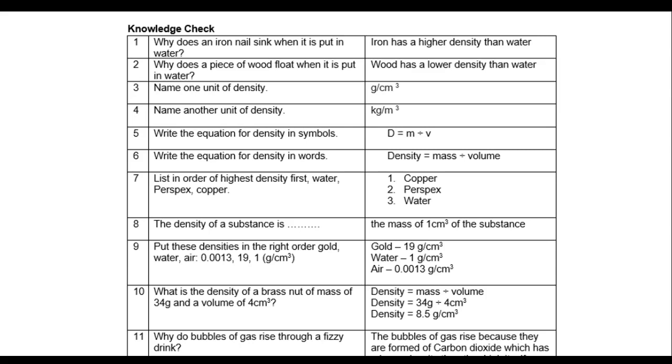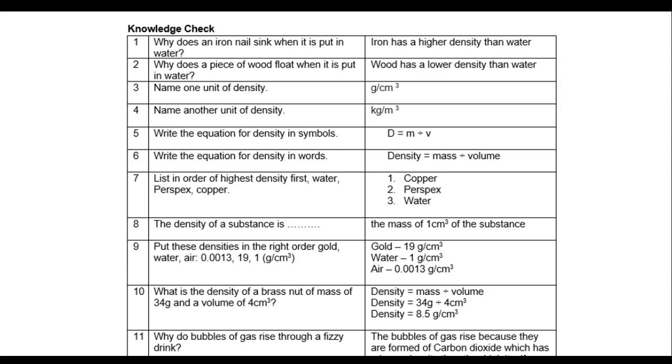When you order the materials water, perspex and copper in terms of highest to lowest density, we have copper being the highest density. Next would be perspex, that's acrylic. And the lowest density then is water. The density of a substance is the mass of 1 centimeters cubed of a substance.